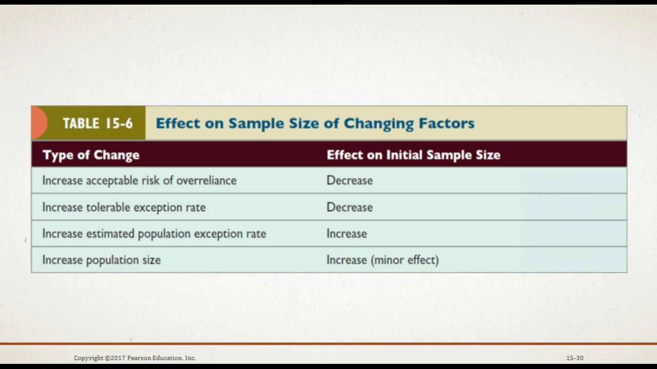Table 15-6 shows the effect on sample size of independently increasing each factor. The opposite effect will occur for decreasing each factor. For example, if there is an increase in tolerable exception rate, there will be a decreased effect on initial sample size. Likewise, an increase in estimated population exception rate will have an increased effect on initial sample size. You can find Table 15-6 on page 497 of your textbook.